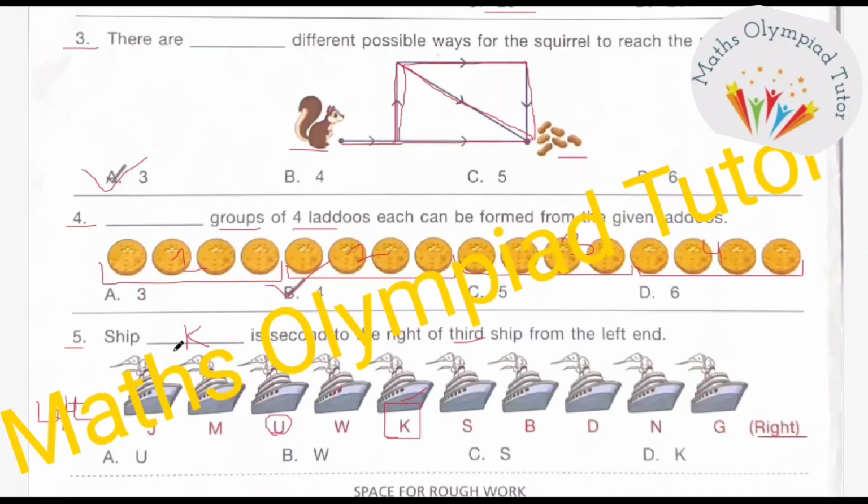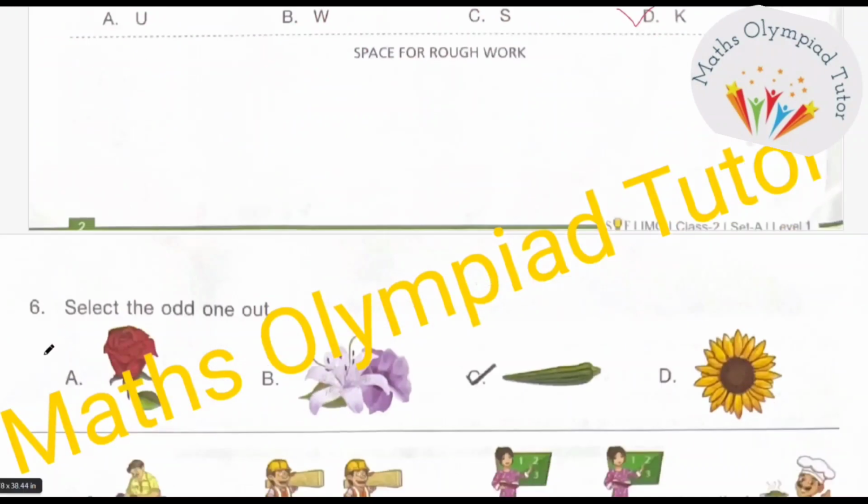Ship K is second. Now we can mention here K, and then we can read the statement and we can see if it satisfies or not. Ship K is second to the right of third ship from the left end. So now we can check from left end the third ship is U, and ship K is second to its right. So we should select option D, that is ship K.